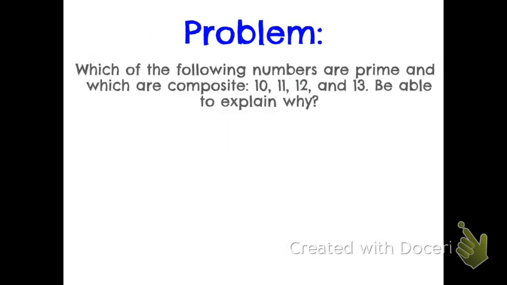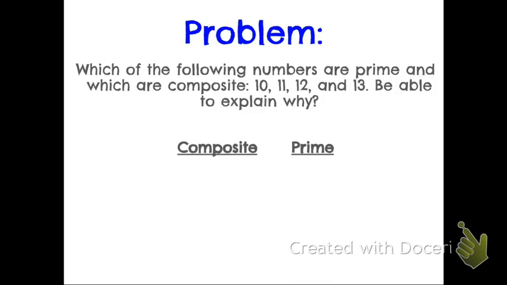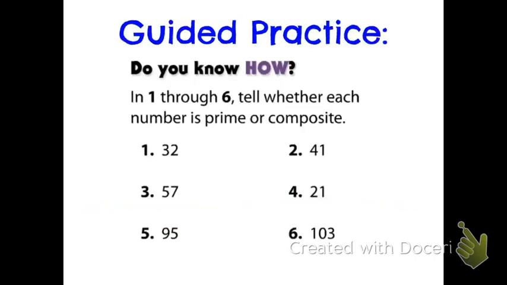So we are going to take a look at this. Which of the following numbers are prime and which are composite? So I have the numbers 10, 11, 12, and 13. Be able to explain why. Well, I'm looking at the number 10. If I think about the factors of 10, sometimes you have to list out the actual factors in order to help yourself. But I have 10, so I think to myself, 1 times 10, 2 times 5. There's nothing else that I can multiply together, but that was more than 2 factors, so that would mean that 10 would be composite.